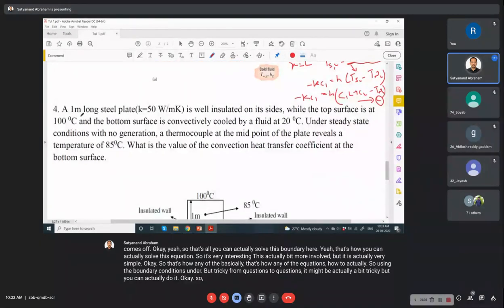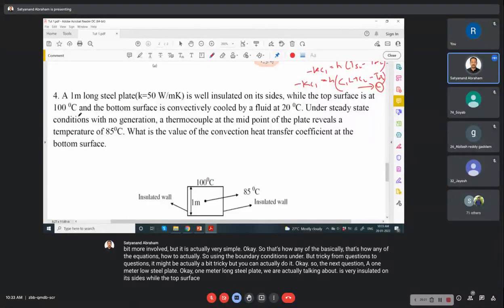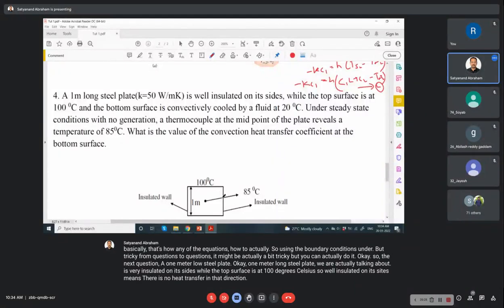So the next question: a 1 meter long steel plate. The plate is well insulated on its sides, while the top surface is at 100 degrees Celsius. Well insulated on its sides means there is no heat transfer in that direction. Therefore, it is 1D conduction.